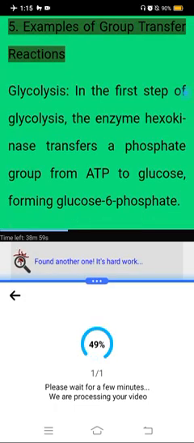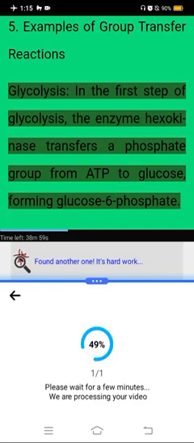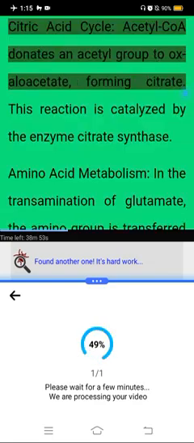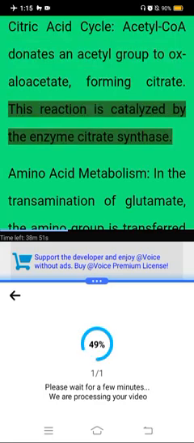5. Examples of group transfer reactions. Glycolysis. In the first step of glycolysis, the enzyme hexokinase transfers a phosphate group from ATP to glucose, forming glucose 6-phosphate. Citric acid cycle. Acetyl-CoA donates an acetyl group to oxaloacetate, forming citrate. This reaction is catalyzed by the enzyme citrate synthase.